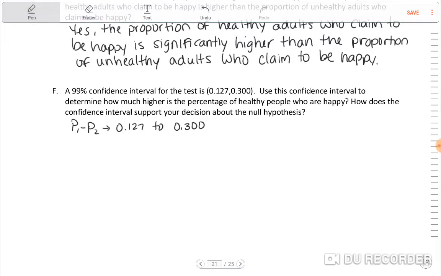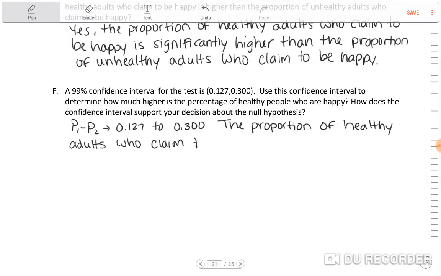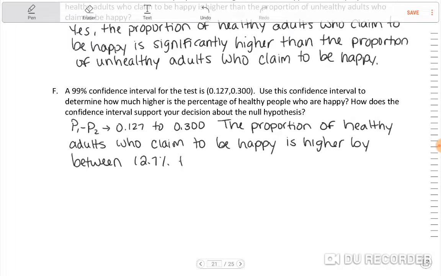Okay, so we would say that the proportion of healthy adults who claim to be happy is higher by between 12.7% to 30%.